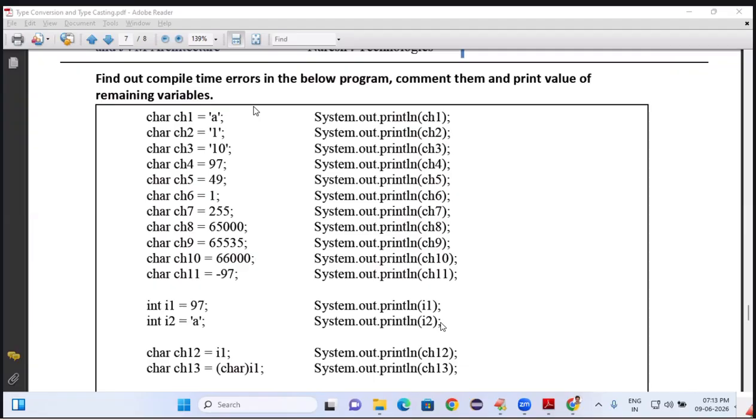Write this program in your notes, on the side. No compile time error, tick mark, output. If any error, cross mark and move to the next point. Okay, write this program in your notes, line by line write, line by line answer.